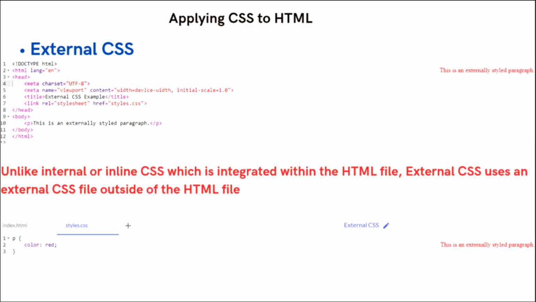External CSS is defined in a separate .css file and linked to the HTML document using the link tag. This makes the code more organized and clean as compared to inline or internal CSS, making it easier to maintain and check for any errors.